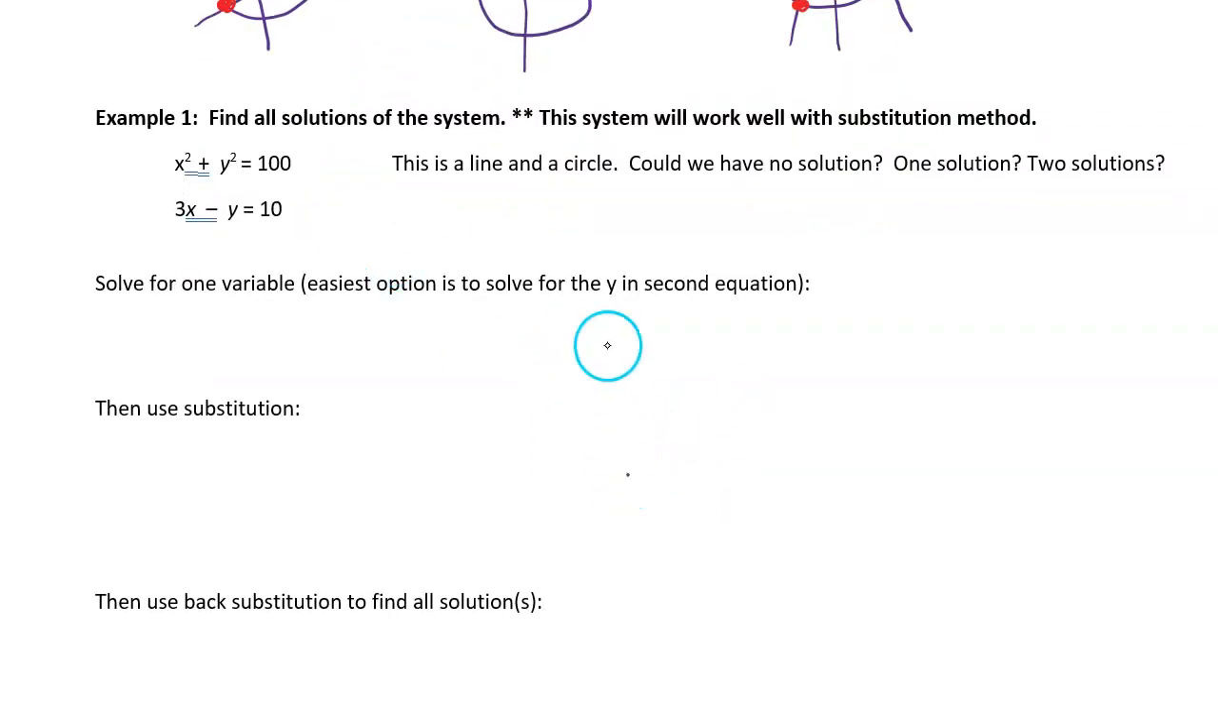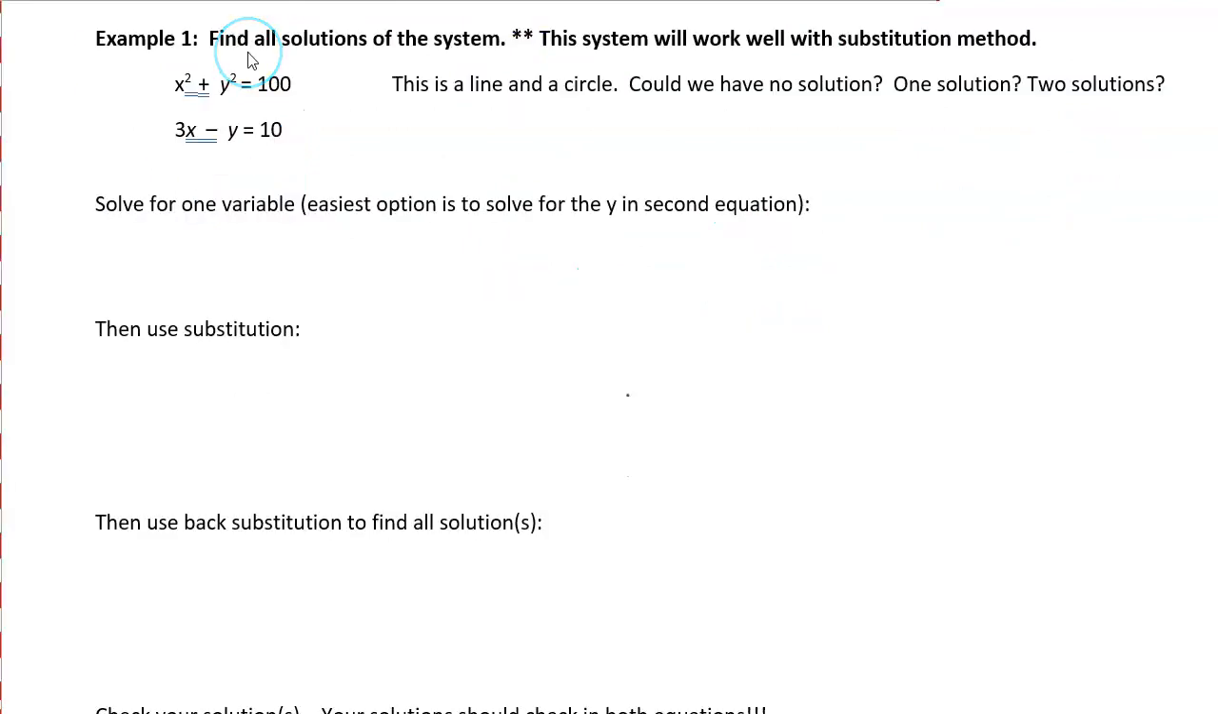Okay, so if you look at example 1 here, you will see that we have a system of equations, and this first equation here is actually a circle, and then this second one is a line. If you just think about a circle and a line, they're asking over here, could we have no solution? And that's possible, right?